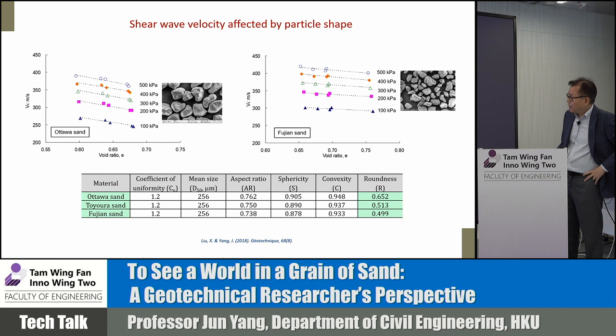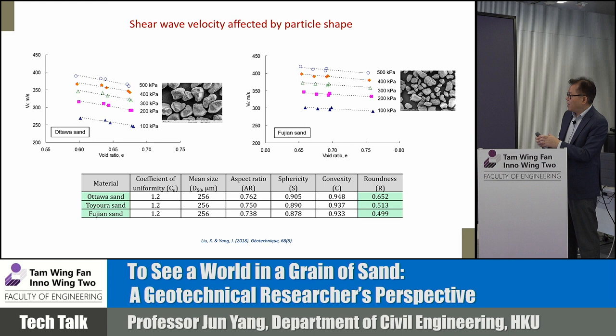And this slide gives you some result about the effect of particle shape on the shear wave velocity, as well as the shear modulus. The left-hand side is the result for Ottawa sand on the different confining stress. The right plot is for Fujian sand on the different confining stress. As you can see here, these two sands have a different particle shape, for example, in terms of roundness. Ottawa sand is much more rounded, and the Fujian sand is subangular.